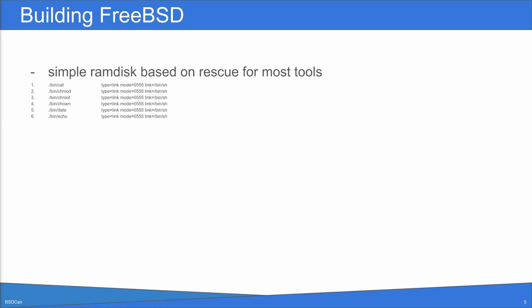The RAM disk is based on rescue, and we use it for most basic functions such as cat, chmod, chroot, chown, date, echo, and ls, and so on. This makes it very easy to create a RAM disk and then put it in the kernel to use it as the primary boot image.